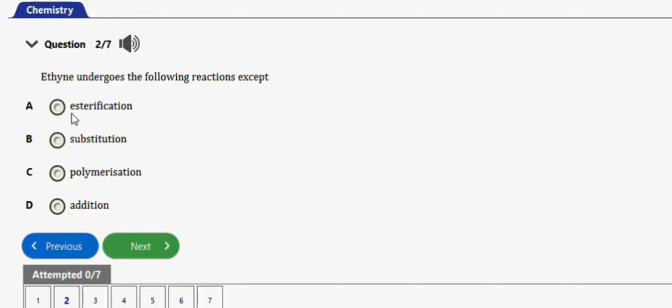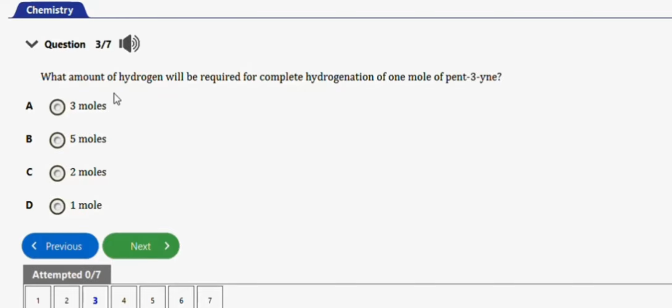Alright, very important. The next question with this one, it says, what amount of hydrogen will be required for complete hydrogenation of 1 mole of pentene? So guys, the right answer to this question will be 2 moles. When you solve this on paper, I have solved it before, so it gave me 2 moles.